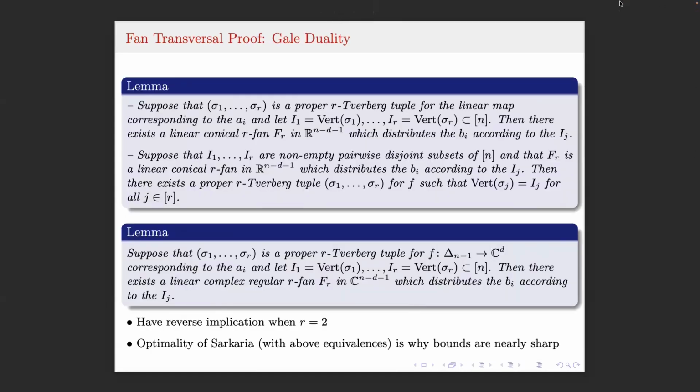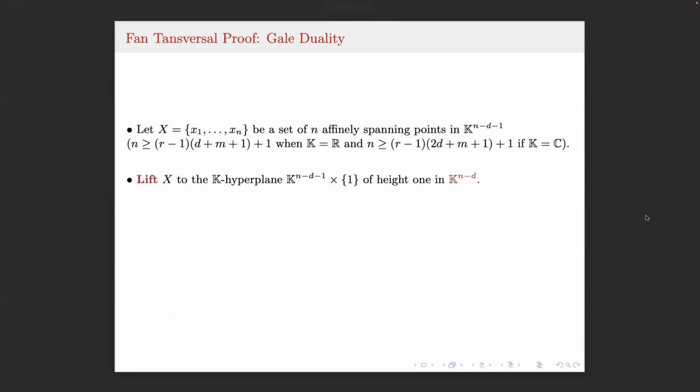Okay. So with this, I think we can give a sketch of the fan transversal theorem. So you give me your finite point set of n affinely spanning points in K^(n-d-1) of the correct size, whether K is equal to R or K is equal to C. And now take that and lift it into K^(n-d), lift it all to be height 1. And if I look at b_1 through b_n, okay, those are the lifted points. And those points, by assumption, since the x_i affinely span, the b_1 through b_n linearly span. But they're not going to sum to 0.